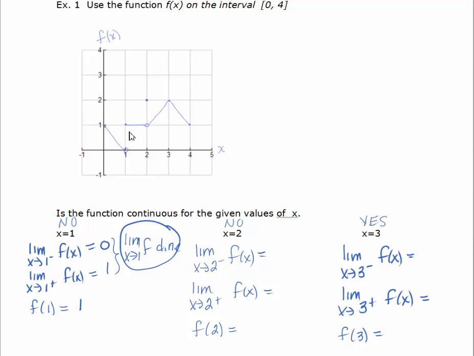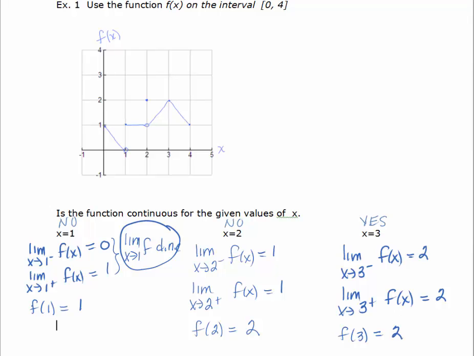The limit as x approaches 2 from the left is equal to 1. The limit as x approaches 2 from the right is also 1. So here the limit exists, and f of 2 is equal to 2. Right. The last scenario, the limit as x approaches 3 from the left is 2. The limit as x approaches 3 from the right is also 2. And f of 3 is also 2.